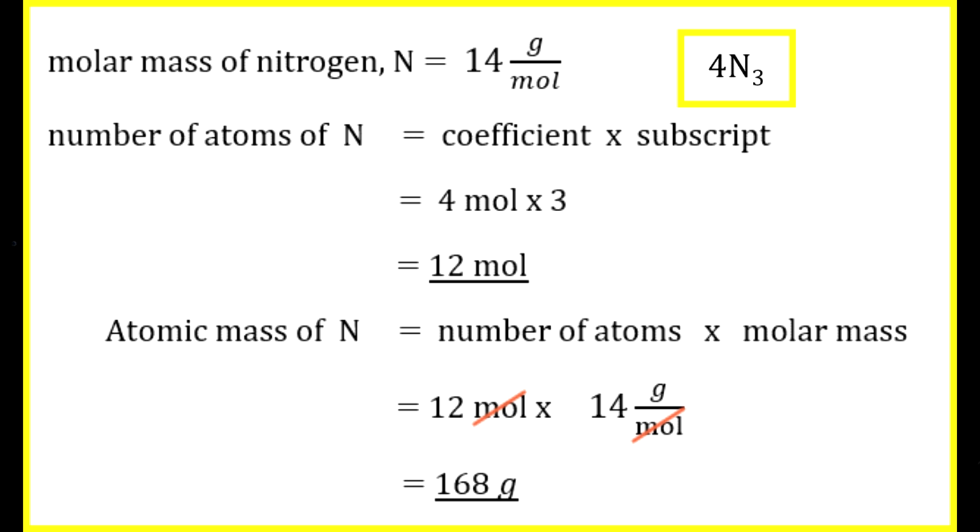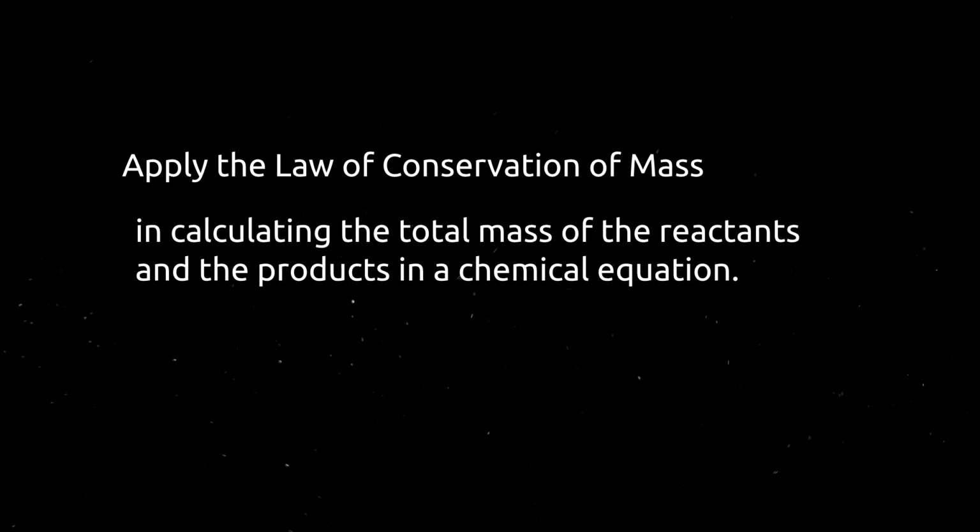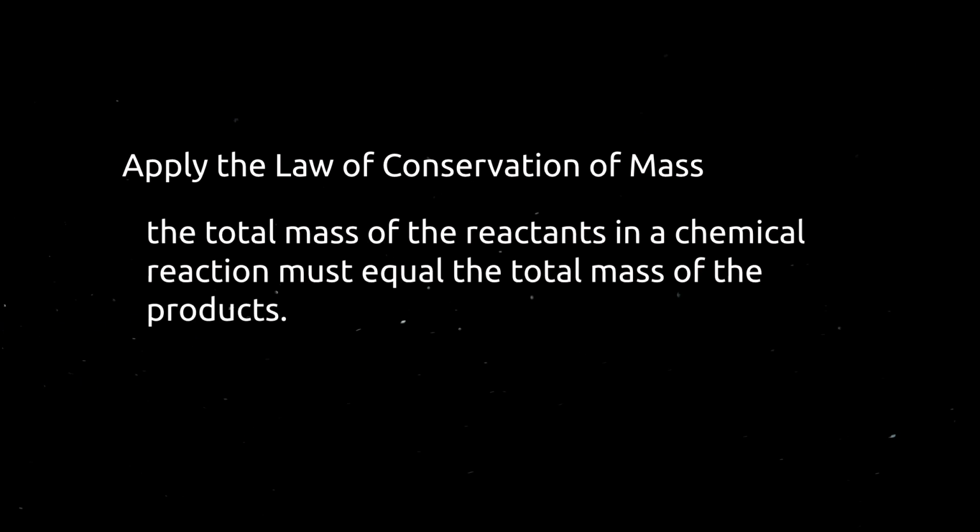Now that you have learned already how to calculate the atomic mass of a substance, let's try to apply the law of conservation of mass in calculating the total mass of the reactants and the total mass of the products. And let's try to compare the values. According to the law of conservation of mass, the total mass of the reactants must be equal to the total mass of the products.